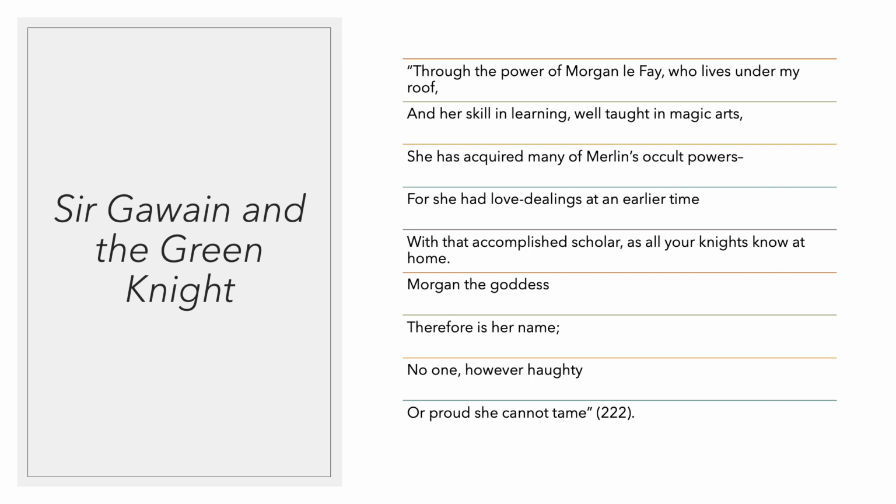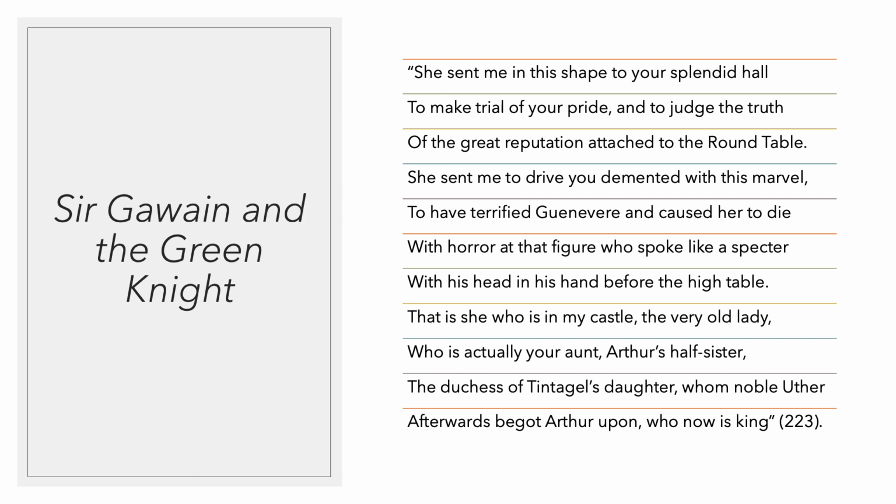Morgan the goddess, therefore, is her name. No one, however haughty or proud, she cannot tame. She sent me in this shape to your splendid hall to make trial of your pride, and to judge the truth of the great reputation attached to the Round Table. She sent me to drive you demented with this marvel, to have terrified Guinevere and caused her to die with horror at that figure who spoke like a spectre with his head in his hand before the high table. That is she who is in my castle, the very old lady, who is actually your aunt, Arthur's half-sister, the Duchess of Tintagel's daughter, whom noble Uther afterwards begot Arthur upon, who now is king.